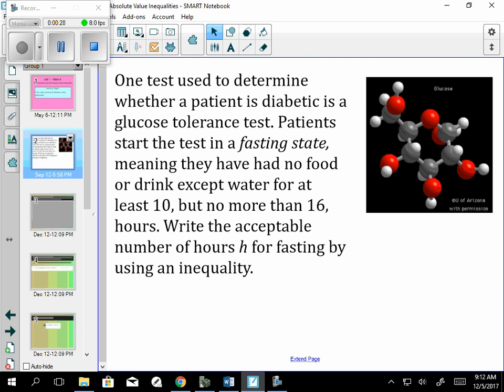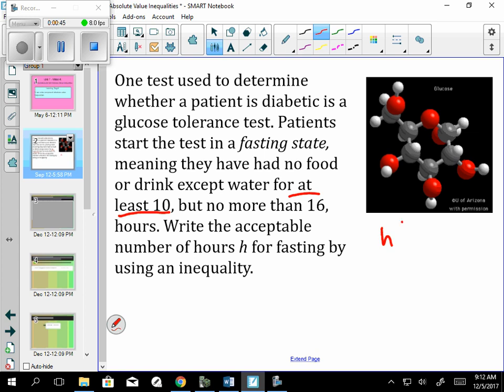for at least 10, but no more than 16 hours, right? Write the acceptable number of hours H for fasting using an inequality. Well, we've talked about some of these words. At least means that the number of hours has to be greater than or equal to 10. But then it also says no more than 16 hours. So that also means the number of hours has to be less than or equal to 16. So these two inequalities describe the number of hours.